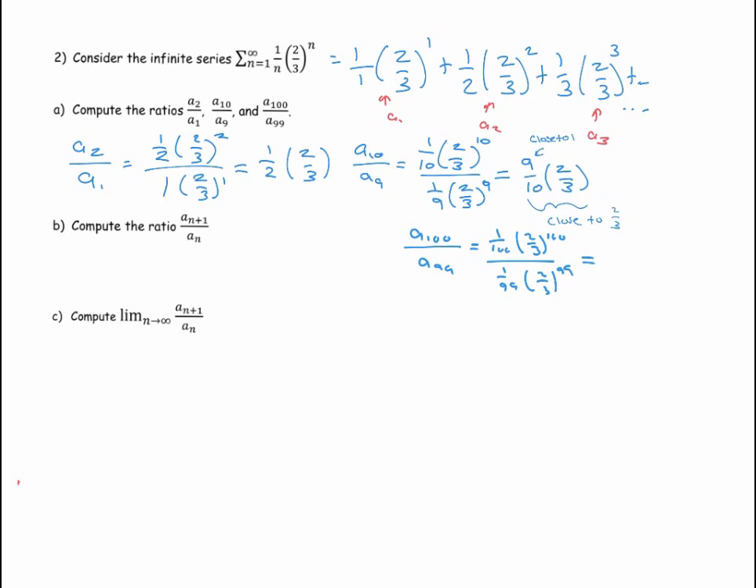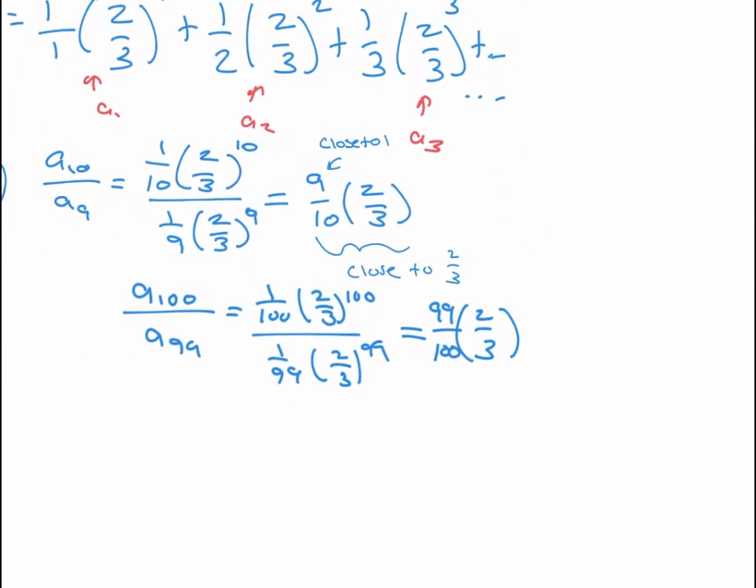And for reasons similar to the one above, we have a 2/3 that remains, and then a 100th divided by 99th is 99/100 once you multiply by the reciprocal. And once again, I just want to point out that this 99/100 is close to 1, which means this is close to 1 times 2/3, which means that the whole thing is close to 2/3. Okay, so keep that in mind.